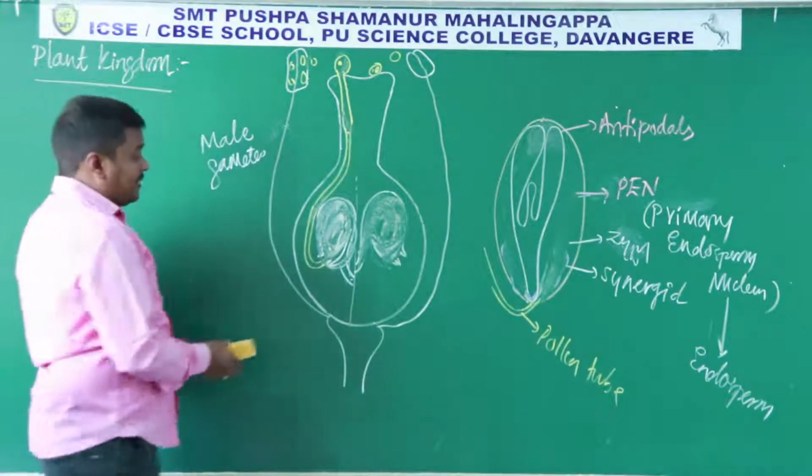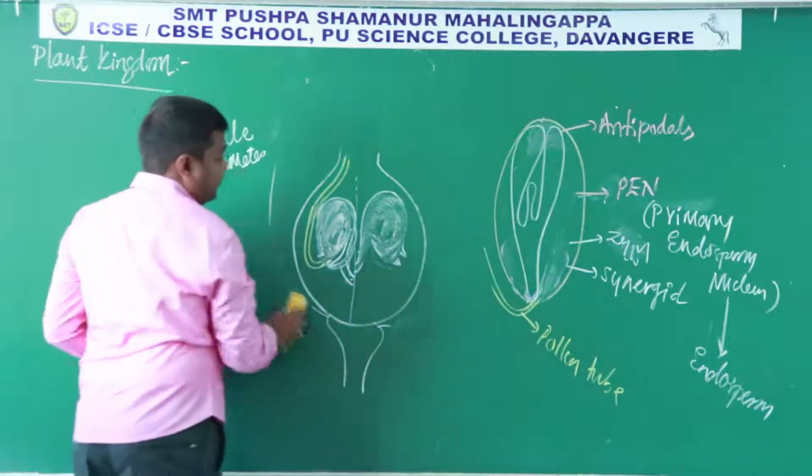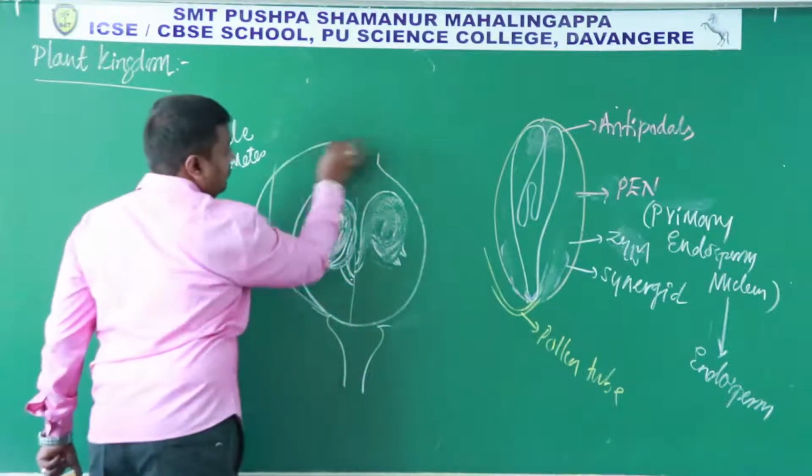When the seed development completes, all these fall off and this thing is developed into a fruit.